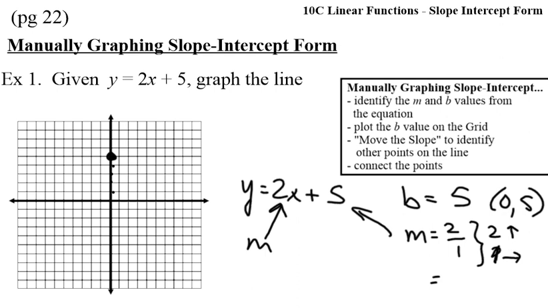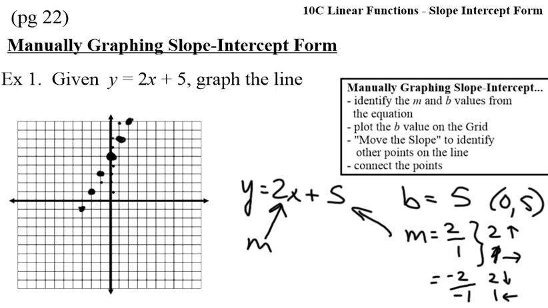What else could I move if I wanted? -2, -1 is the same slope. I could go 2 down and 1 left. So from that point, I could go 2 up, 1 right, or 2 down, 1 left.